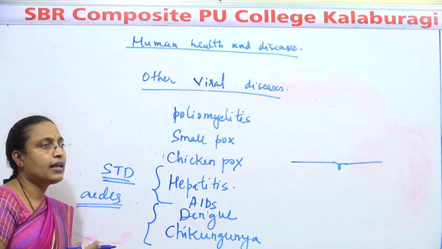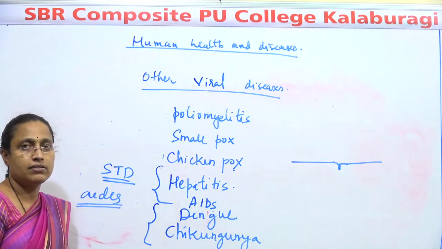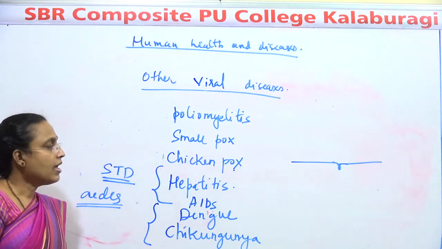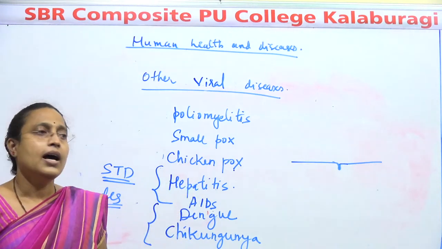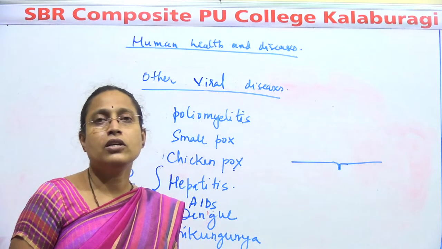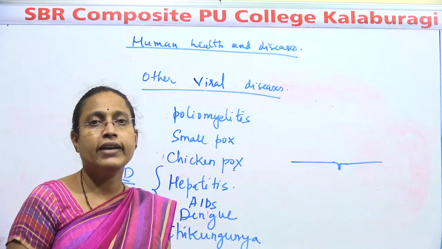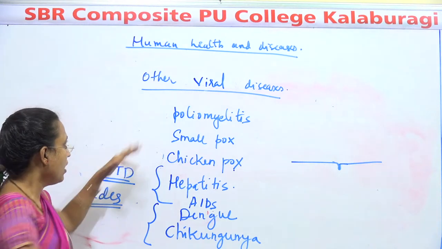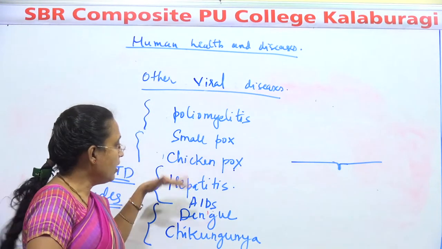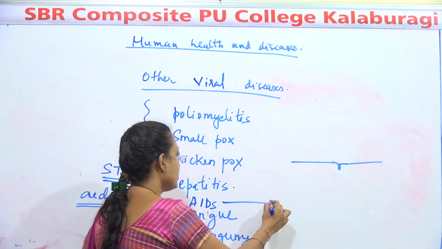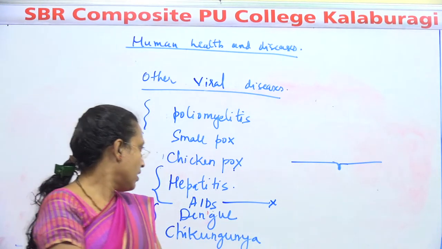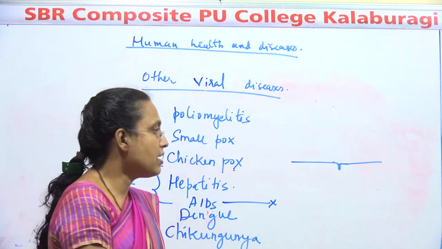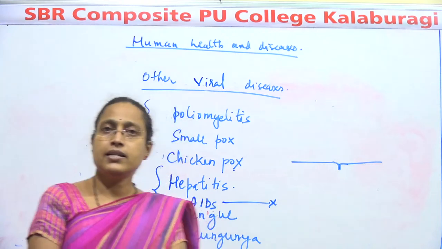So they are called STDs, sexually transmitted diseases, also called venereal diseases. Can there be any other mode? Other modes can be blood transfusion, from mother to offspring, and sharing of needles. Most of them can be cured. There is a vaccine for some. What is not cured is AIDS. There is no cure for AIDS. Whatever treatments are given so far are symptomatic treatment.